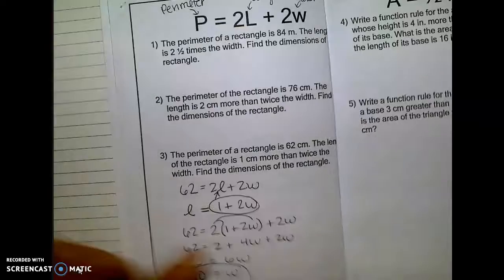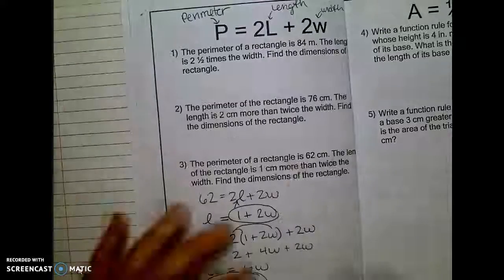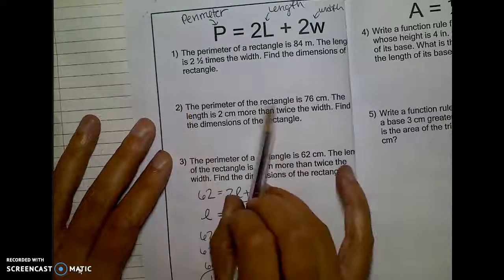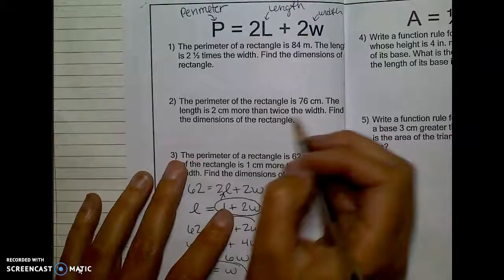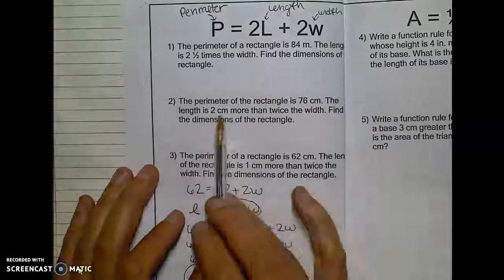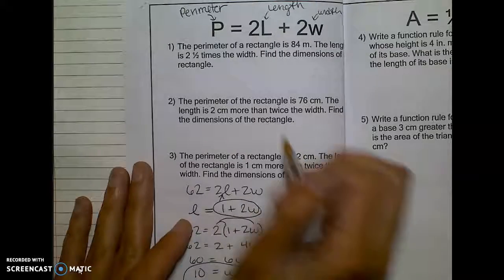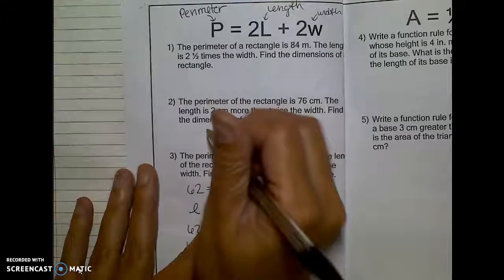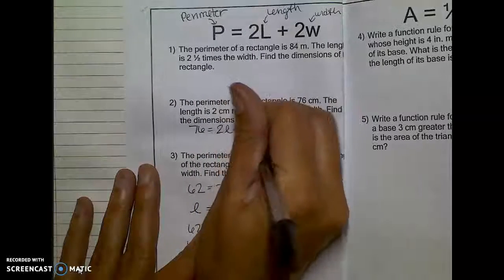In 3rd hour, we didn't do this one together. We did the first one. So I'm actually going to do the second one right now. The perimeter of a rectangle, so this is another good one to know, is 76 centimeters. The length is 2 centimeters more than twice the width. Find the dimensions. So I can use my perimeter formula by saying 76 equals 2L plus 2W.